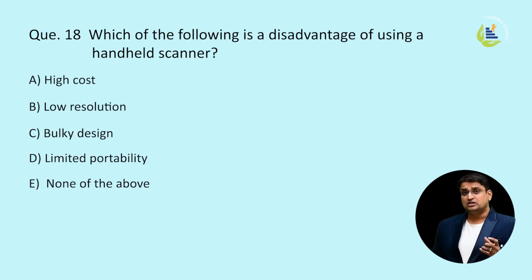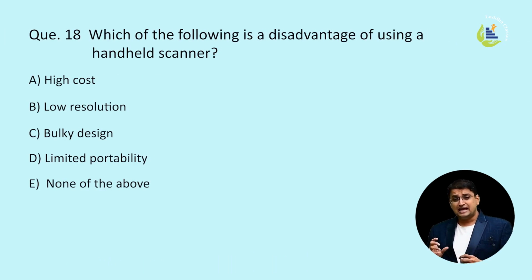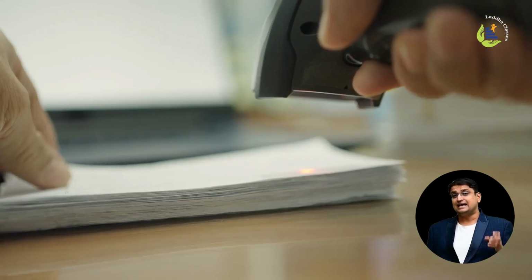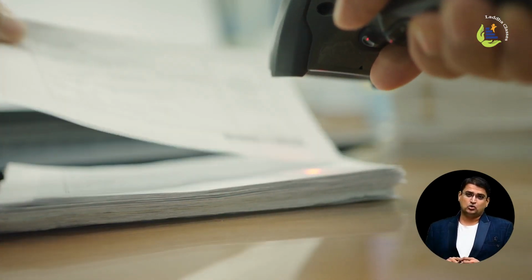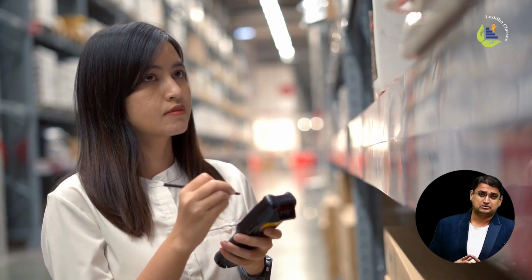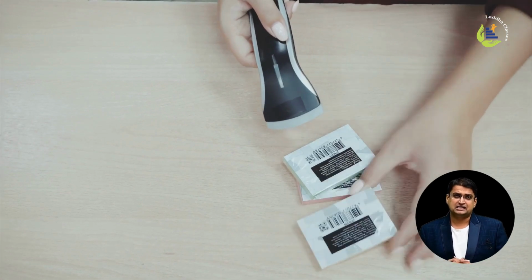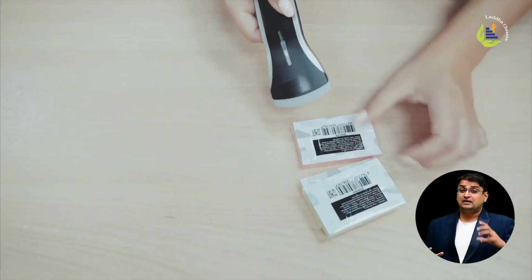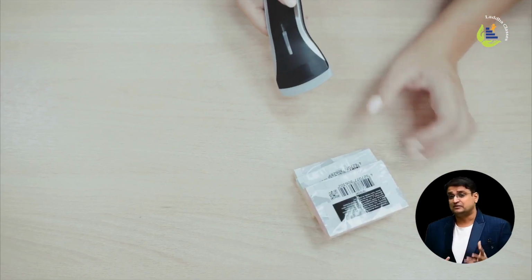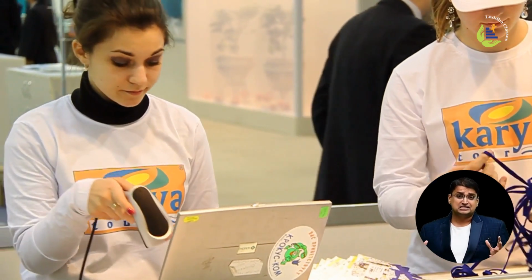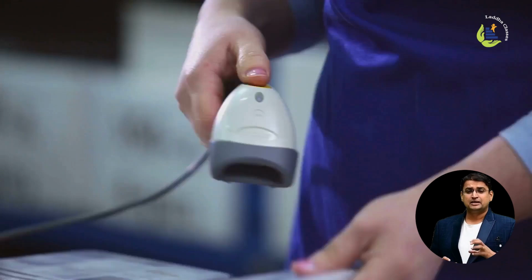Question 18. Which of the following is a disadvantage of using a handheld scanner? Options are high cost, low resolution, bulky design, limited portability, none of the above. Correct answer option is B, low resolution. Because handheld scanners typically have lower resolution compared to other types of scanners, making them less suitable for high detail scanning. Handheld scanners are usually affordable and portable, so they don't have high costs, bulky designs, or limited portability.